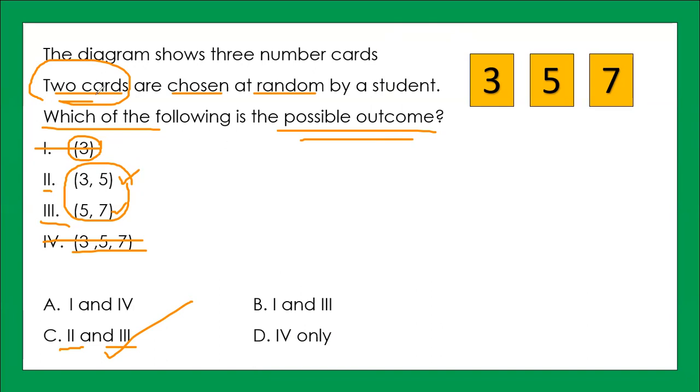Okay? Two cards. Read the question. Two cards. They didn't say one card. They didn't say three cards. So your sample space must have two values. Be careful. So this is definitely not in the game. Eliminate. You see, answer one, wrong. Answer four, wrong. And this is the correct answer. Okay? Done. Next question.